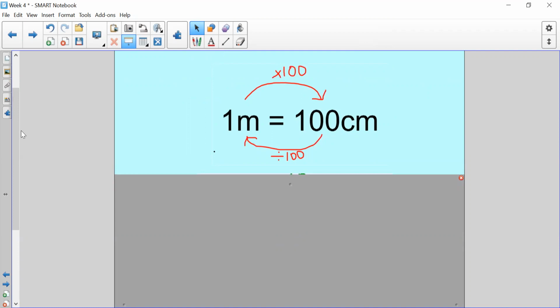Can you now do the other 2 for me on your piece of paper? Let's see if you can remember how to do it. So pause the video now and have a go. All right, let's see.